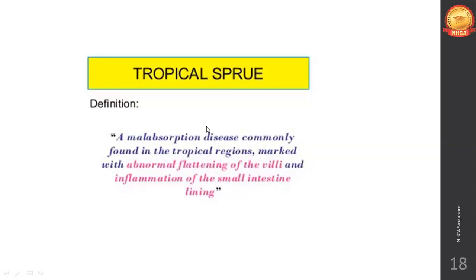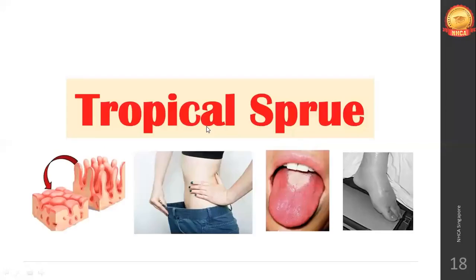Next situation is tropical sprue. It's a malabsorption disease commonly found in the tropical regions. Even in India, India is a tropical country. It is marked by abnormal flattening of the villi, just like how you saw in celiac disease. Even in tropical sprue, flattening of villi is seen. Inflammation of the small intestine lining is also seen. Those who suffer from tropical sprue may suffer from diarrhea, anorexia, abdominal distension, nutritional deficiency, lose a lot of weight. Some people may also have swelling in their lower extremities, legs and all.